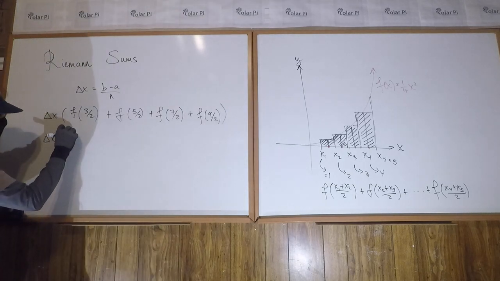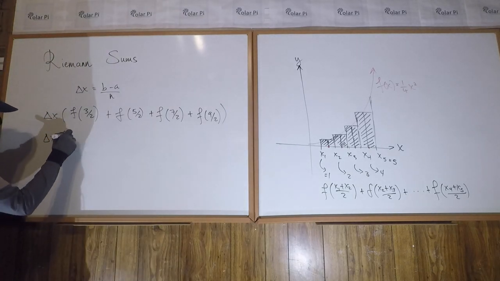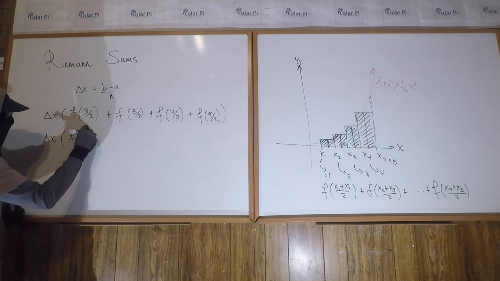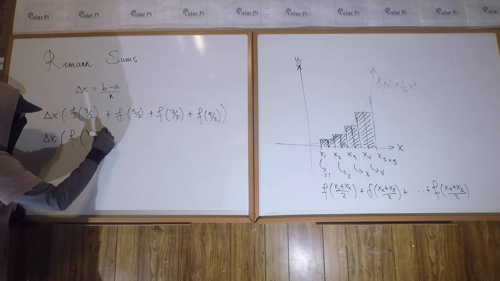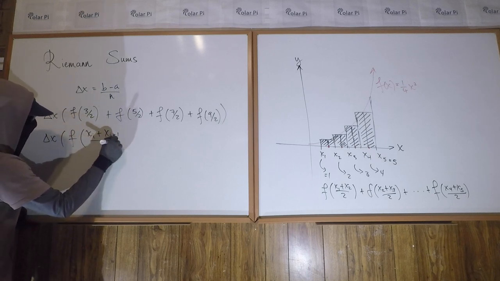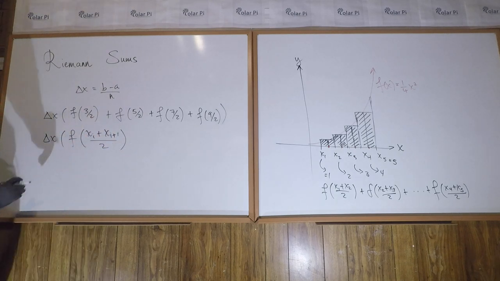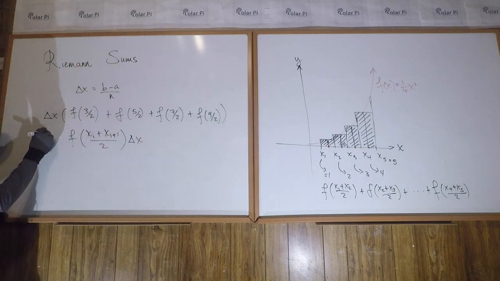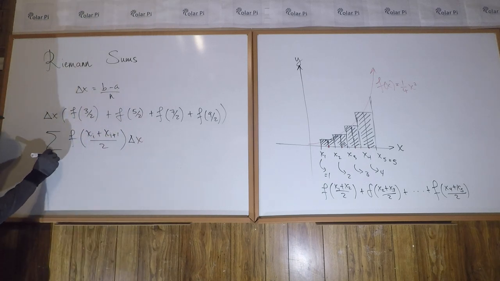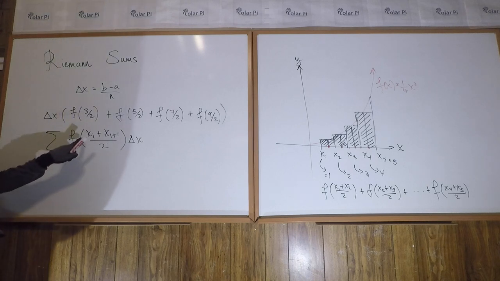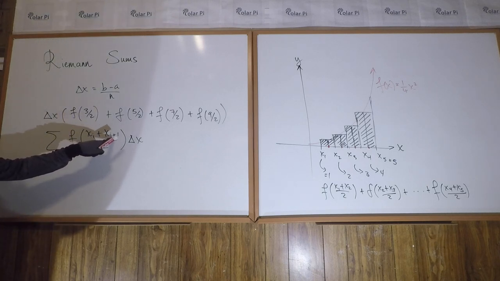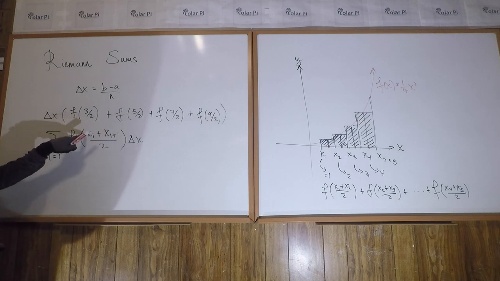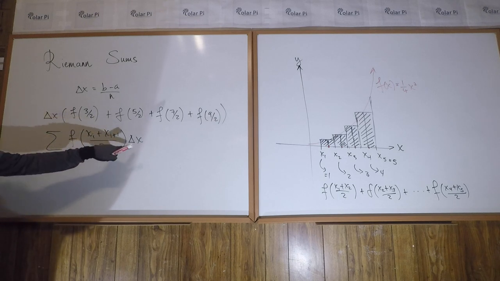Clearly it looks like f of (xi plus x(i+1))/2, right? And I don't need this parenthesis, so I could just have delta x here, delta x sigma, i equals 1. So when i equals 1, I get x1 plus x2, that's 1 plus 1 under x as a subscript, right? So f of (x1 plus x2)/2 times delta x.